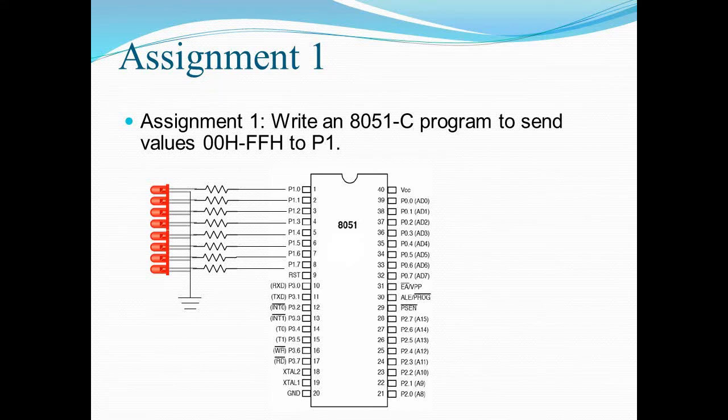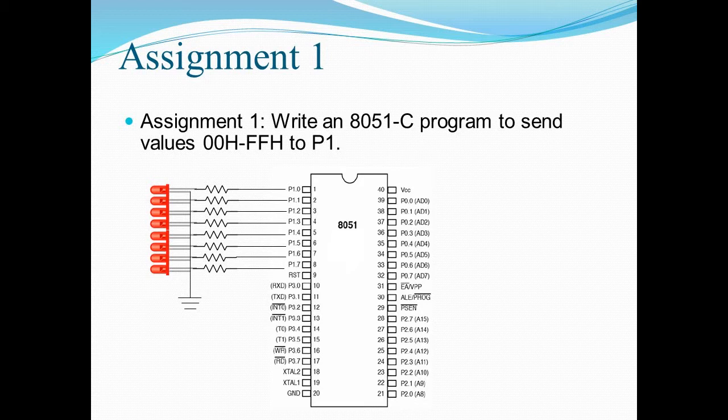Now let us look at a few example programs in embedded C. Our assignment number 1 is to write an 8051 C program to send the values from 00H, that is hexadecimal numbers, to FFH to port 1. Here we can observe that we have to send the values between 0 to 255. All these values are positive values.